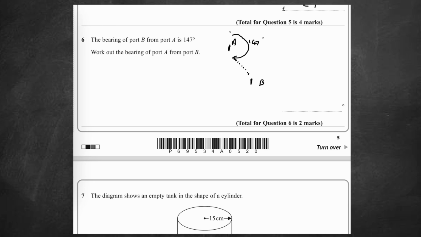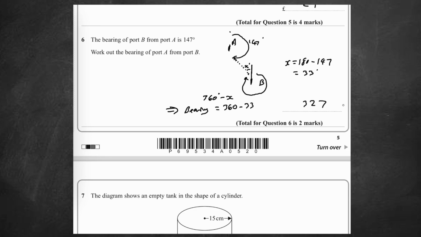Now, to get back to A, we're going to need to do from north again, all the way round here, up to this dotted line. So we essentially need to do 360 degrees minus x, where this is x here. And x is just going to be 180 minus the 147 that we already travelled, which is just 33 degrees. Therefore, the bearing is just going to be 360 minus 33, which is 327 degrees.